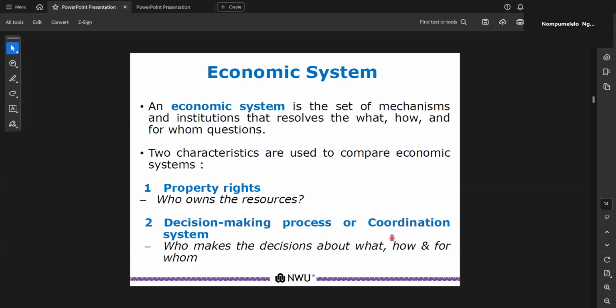In the command system, it's different. The government owns the resources, they are state owned, and the government makes all the choices in terms of what to produce, how to produce, and for whom. So when we differentiate between these systems, we always look at who owns the resources, who makes the decisions, and the advantages and disadvantages of each.